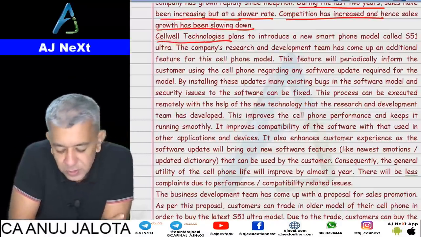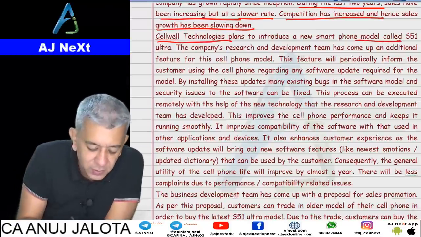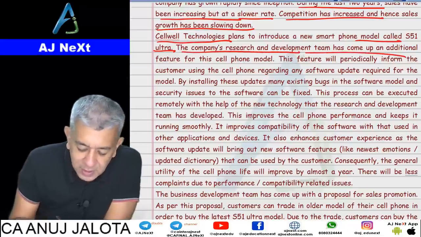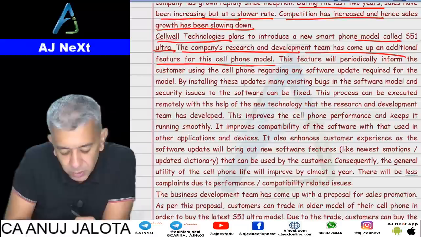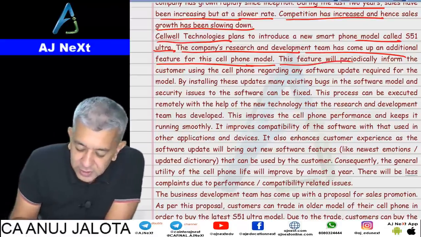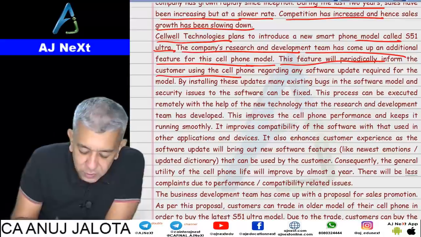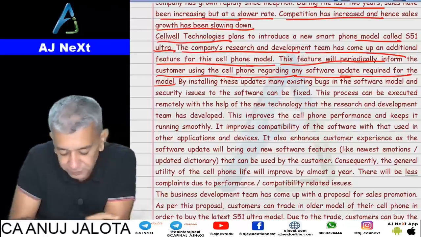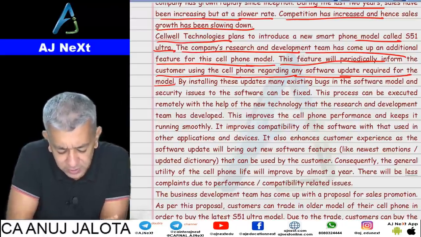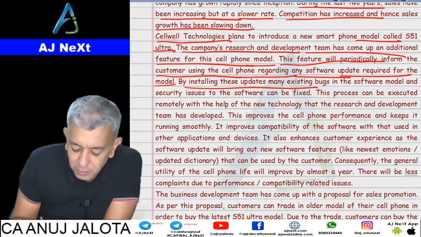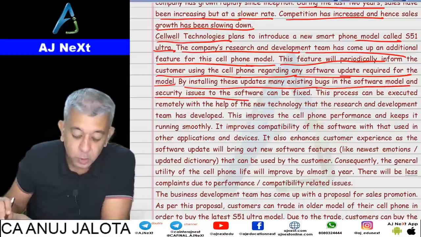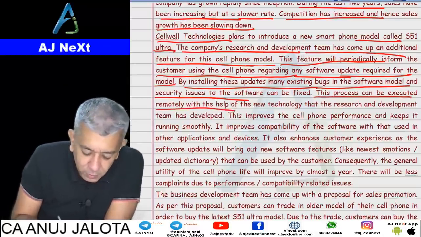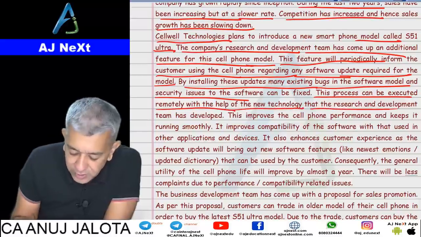Cellwell Technologies plans to introduce a new smartphone called S51 Ultra. Okay. The company's research and development team has come out with an additional feature for this cell phone model. What feature? This feature will periodically inform the customer using the cell phone regarding any software update required for the model. Okay. I think this is there in all our phones here. Further, by installing these updates, many existing bugs in the software model and security issues to the software can be fixed. Okay. This process can be executed remotely with the help of the new technology that the research and development team has developed.